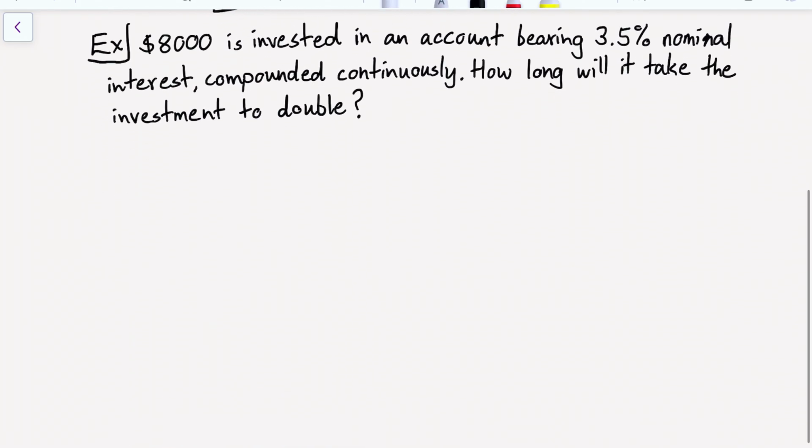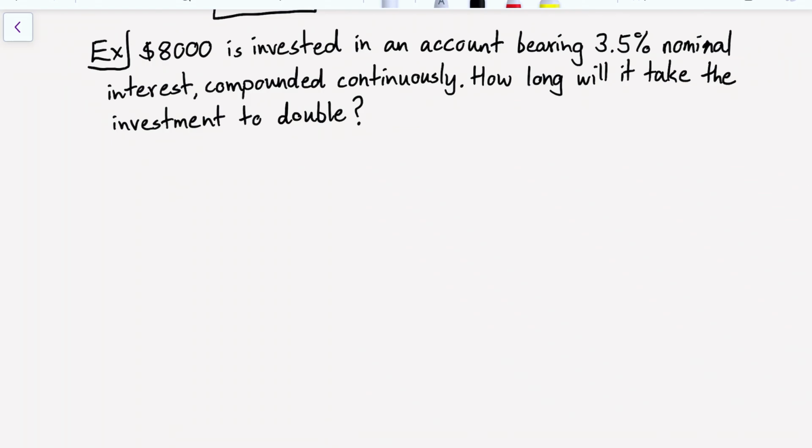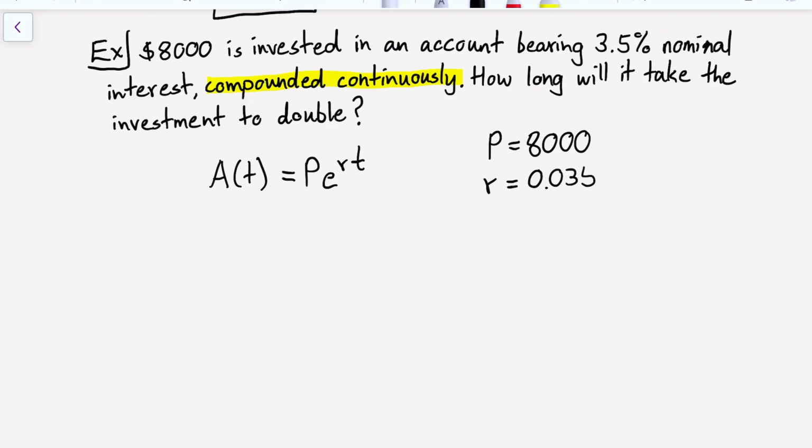For the second example, let's go back to the idea of compound interest. So we have some information here, and we are told that the interest is compounded continuously. That's a signal that we need to use this formula: A of t equals p times e to the power of rt. And I'm going to plug in the amounts that I know. So here we are given a principal amount, p equals 8,000. We are given a nominal interest rate, 3.5%, or as a decimal, 0.035.